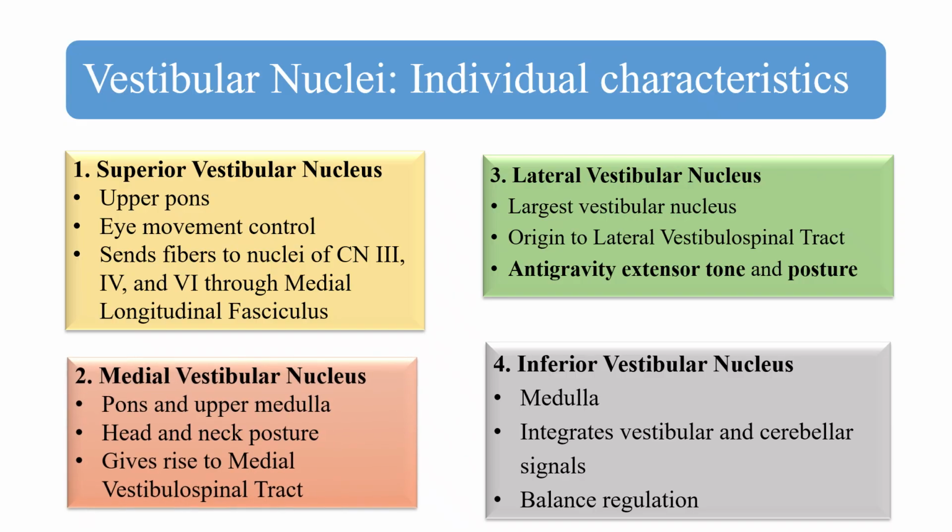Then comes the medial vestibular nucleus. It's located in the pons and the upper medulla. It's important for the control of head and neck posture. It gives rise to the medial vestibulospinal tract. Then comes the lateral vestibular nucleus. It's the largest vestibular nucleus. It gives origin to the lateral vestibulospinal tract. It's important to control the anti-gravity extensor tone and posture of the anti-gravity muscles.